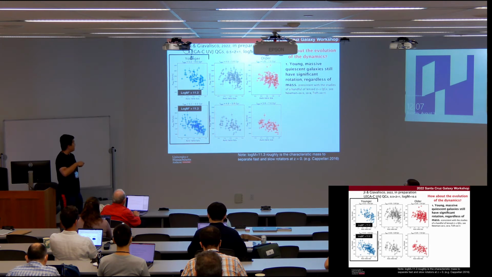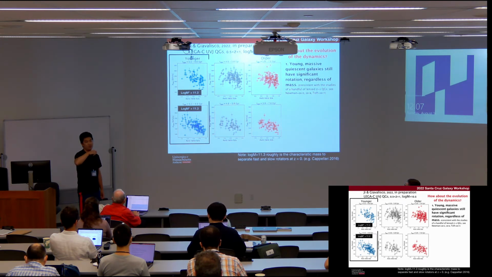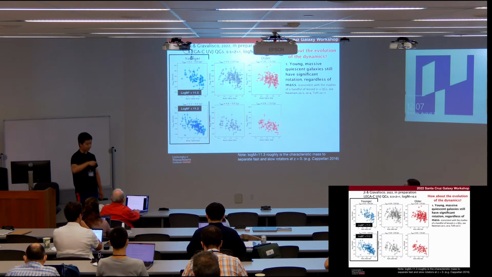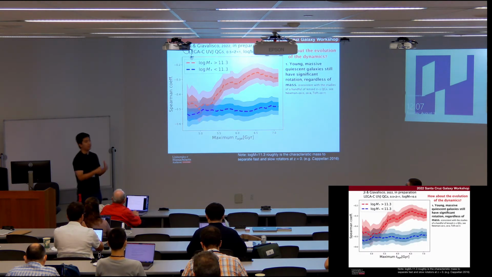However, as you can see, for the very massive galaxies, the decreasing trend seems to become less prominent, while for the lower mass ones, this decreasing trend seems to persist. So to better show this mass dependence, we run the correlation test.